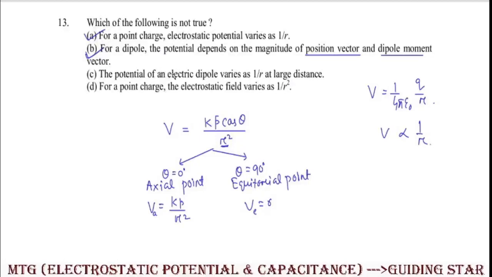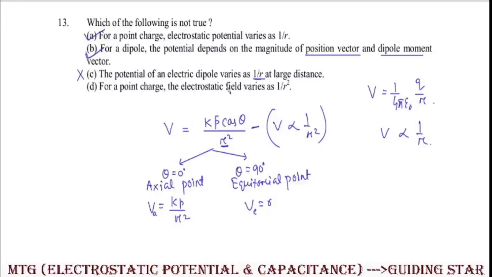The potential of an electric dipole varies as 1 by r at large distance. Clear? At very large distance, what it is saying is that potential of a dipole varies as 1 by r, but here what we are getting is that potential at very large distance is inversely related to r square. It is inversely related to r square, but it is saying 1 by r. That means this option is incorrect.